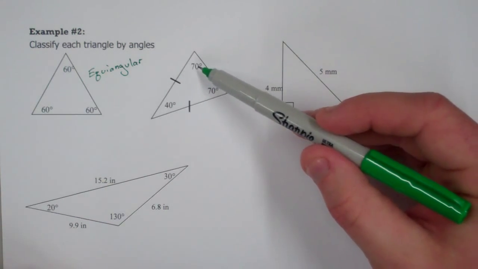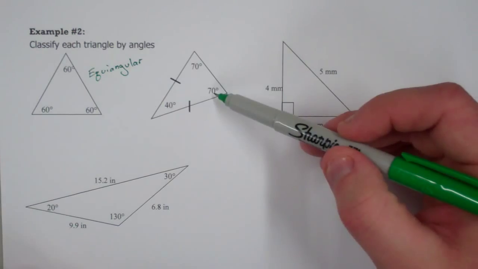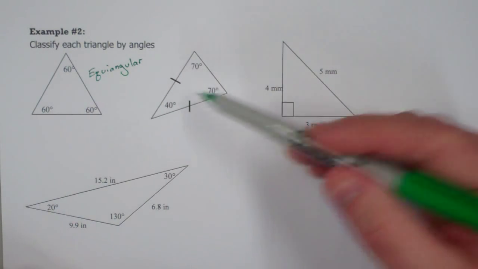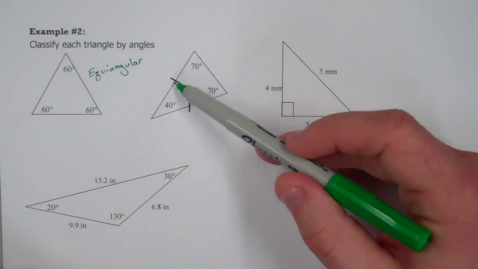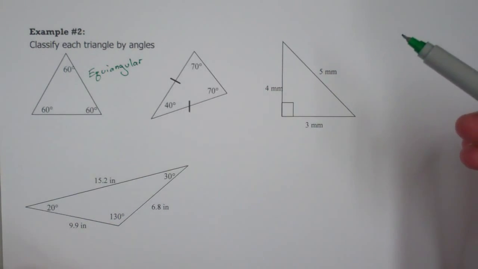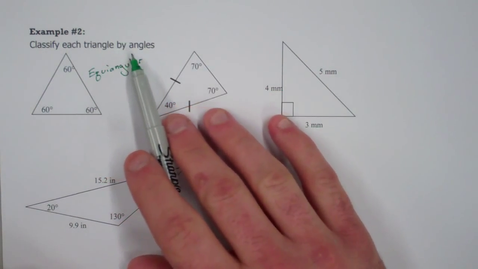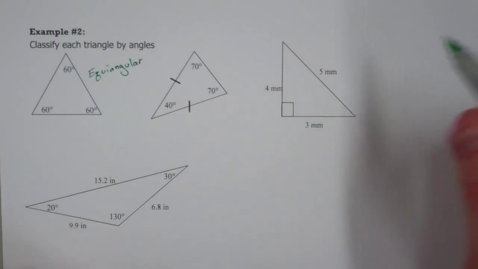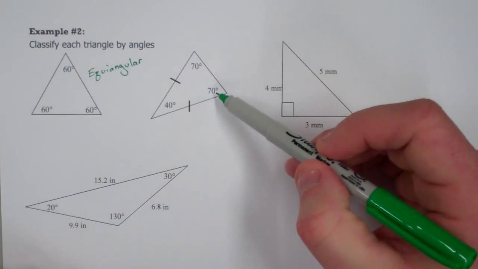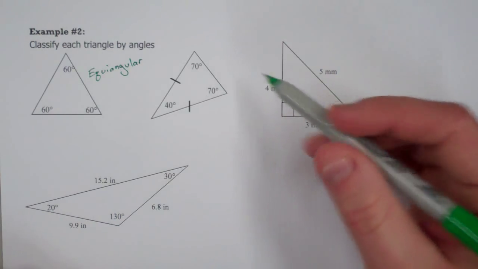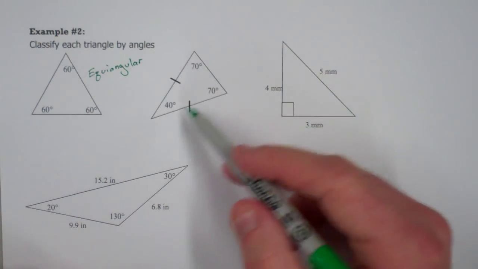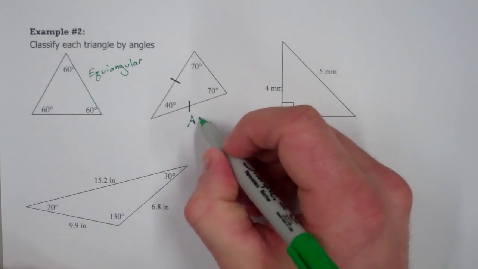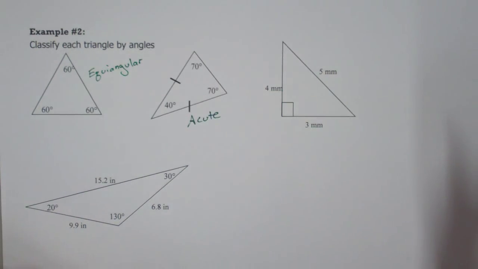This next one, we can look and see here we've got 70 degrees and 70 degrees and 40 degrees. Now you might be thinking, hey, look at these congruent sides, that's got to be isosceles, which is true, but we want to classify the triangle by the angles. We want to look at the size of all three of these angles. They're all acute angles. There's no obtuse angle here, and none of these angles are 90 degrees, so we're going to label this as acute.